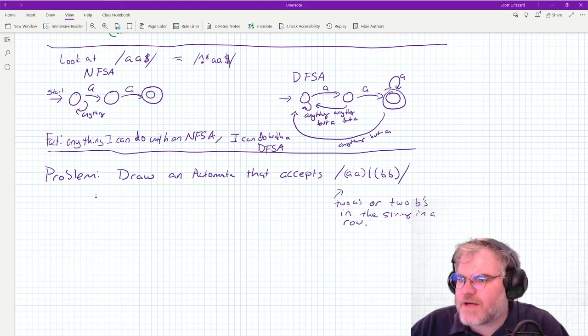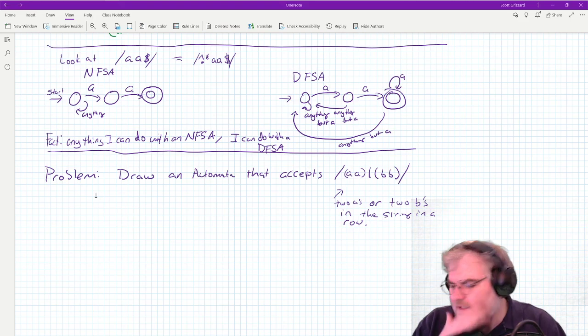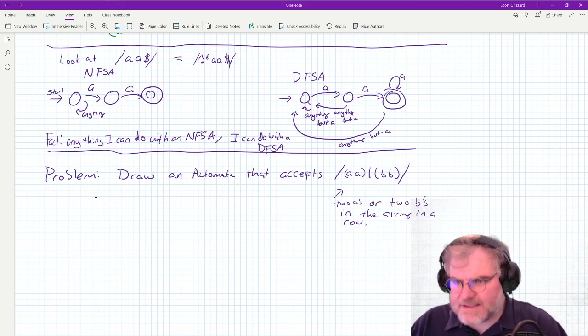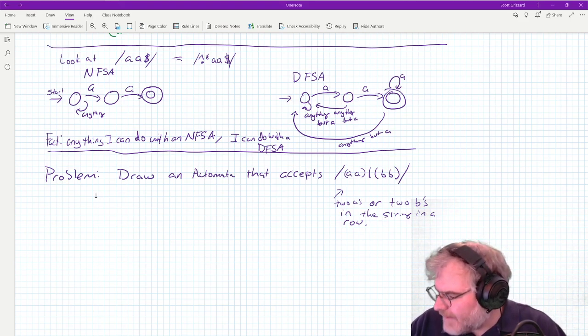To answer your question: is there an algorithm for converting FSA and regular expressions, or vice versa? Yeah, that's how Kleene's theorem works. If you want to actually read what Kleene's theorem says, that's what it says. It's an algorithm for building the things.